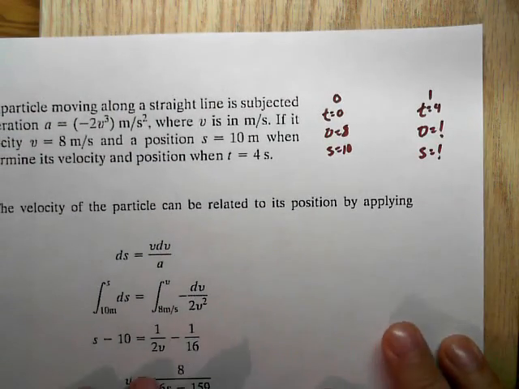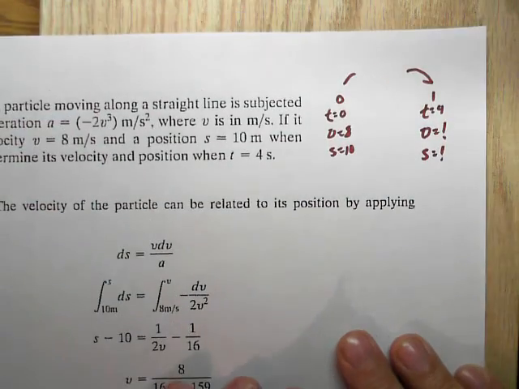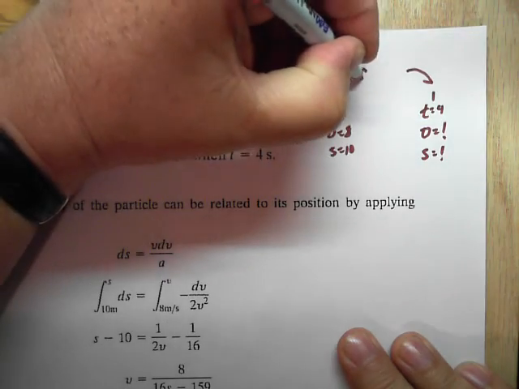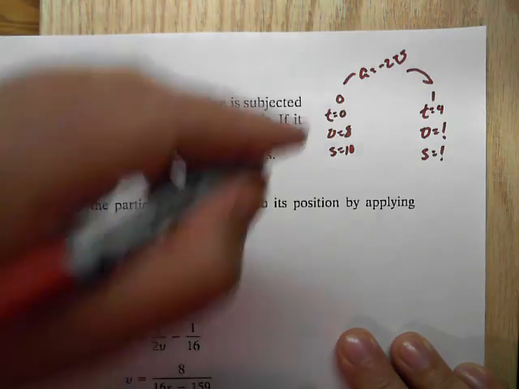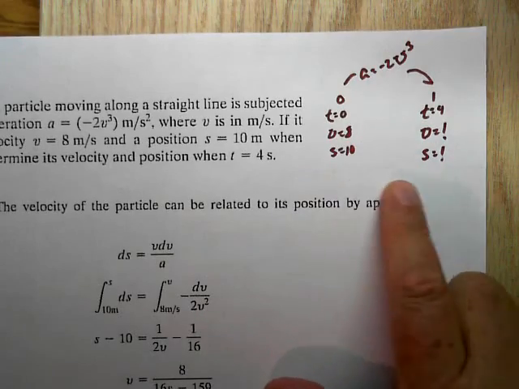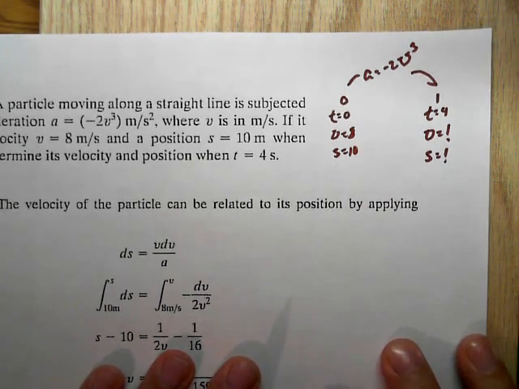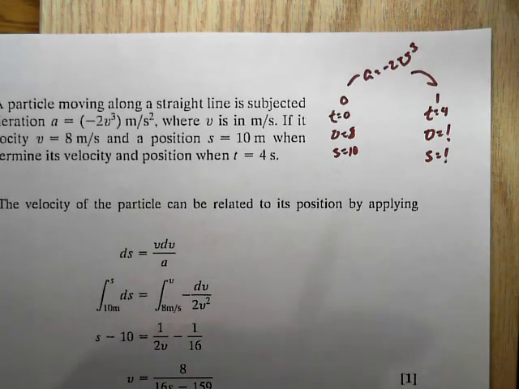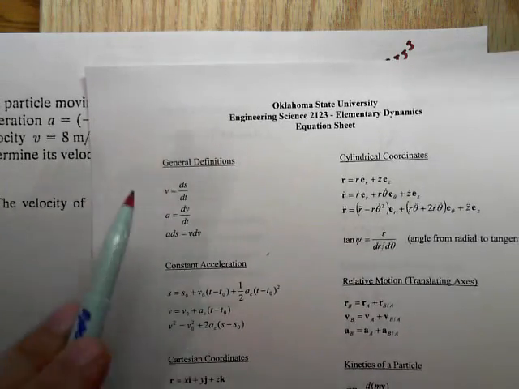And what's going to transition between these two states is a equal minus 2v cubed. A equals minus 2v, not cubed, yes, minus 2v cubed. Okay? So looking at this, time is important, so we are going to want to deal with time in these equations, but we're starting off with a of v, and looking at our equation sheet, clearly we're going to be working in this area of the equation sheet.